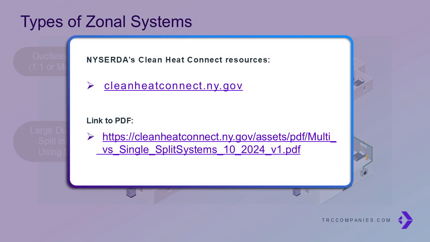Choosing the right heat pump for a multi-zone or multi-split design can feel a bit overwhelming, but understanding the difference between these systems can make the process much easier. If you're looking for more details on various zoning and distribution system options, there's a great resource available at cleanheatconnect.ny.gov. You can also check out the PDF guide linked here for a closer look at system options and tips to help you make the best choice for your project.